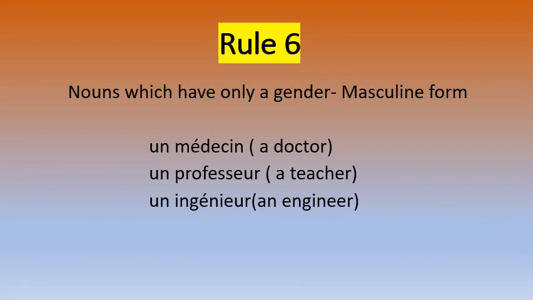The next one is a teacher. So that's called un professeur. A professor. That means a teacher. And the last one we have over here is an engineer. So that's un ingénieur. An engineer. So these are some nouns which have only one gender. That is the masculine form.